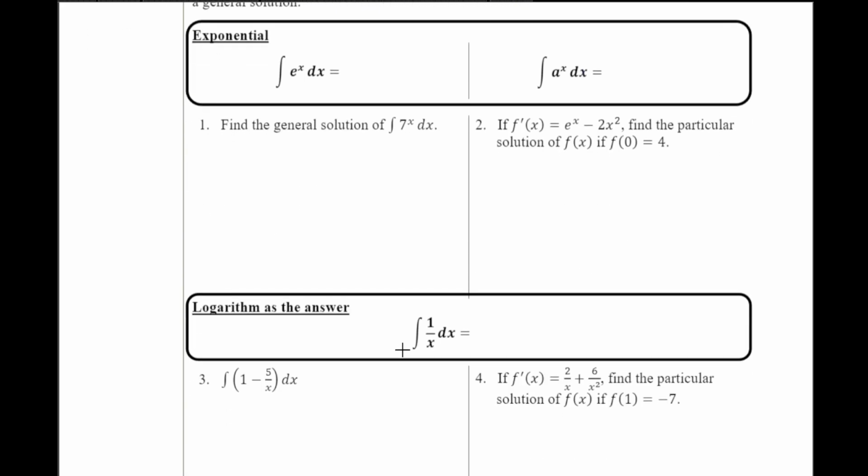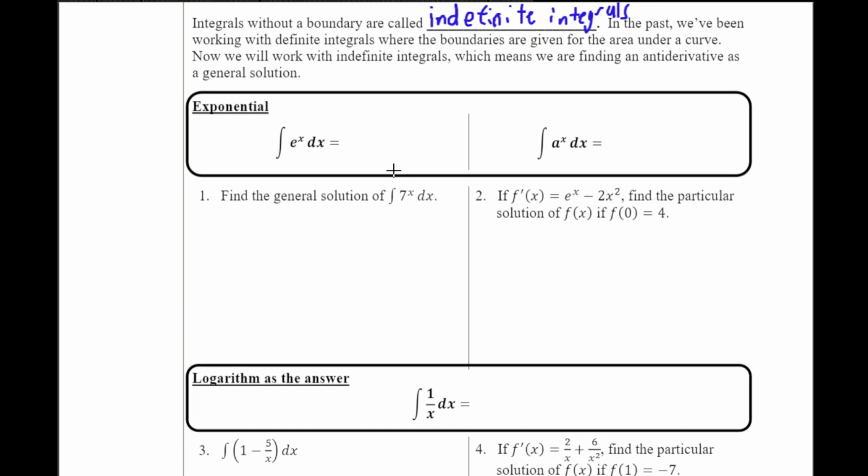So here's a couple of formulas. Again, there's a lot of rules we're remembering now. The indefinite integral of e to the x dx is just e to the x plus c, because the derivative of e to the x is just e to the x, and the derivative of c is 0. The integral of a to the x dx is 1 over ln a times a to the x plus c. So to find the general solution of the integral of 7 to the x, that's just going to be 1 over ln 7 times 7 to the x power plus c, following this formula right here.